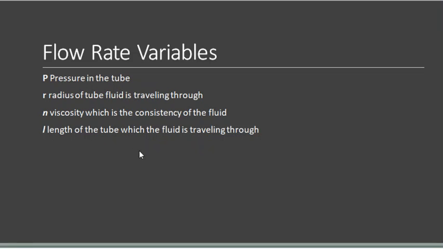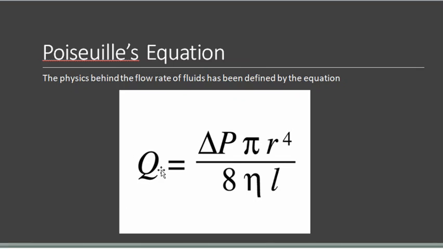So, flow rate variables: P is equal to pressure in the tube, R is the radius of the tube the fluid is traveling through, N would be viscosity, which is the consistency of the fluid, and L is the length of the tube which the fluid is traveling through. And one that's not on here is Q, and Q is just flow rate.